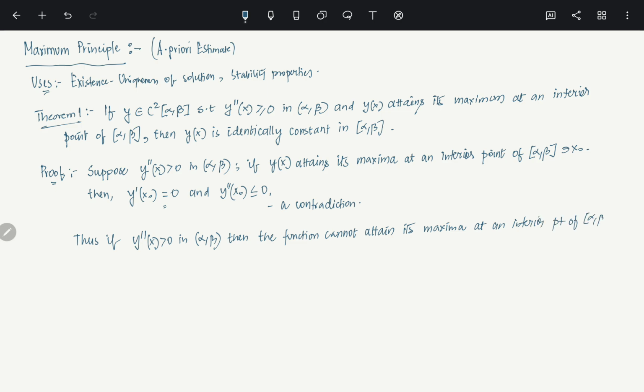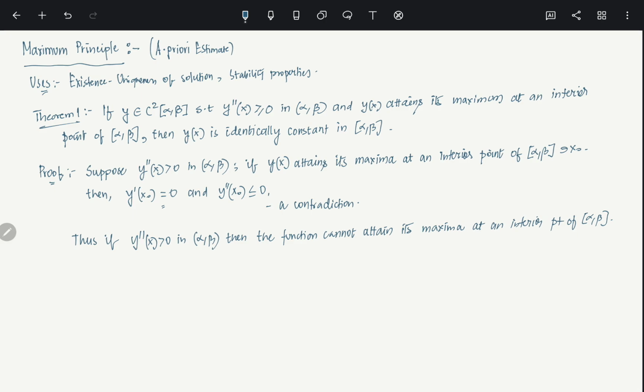Okay, I hope this is clear to you. The thing is, it has to be constant in that case. There is no other way. So if y double prime x is greater than 0, then it cannot have a maxima at an interior point, unless it is constant. Okay, now what happens if there are some points where it is 0?